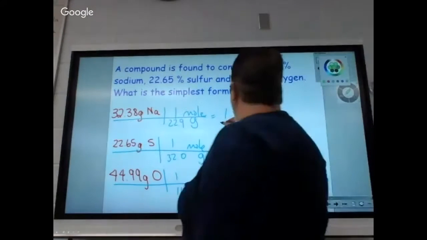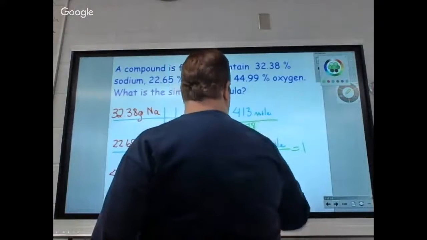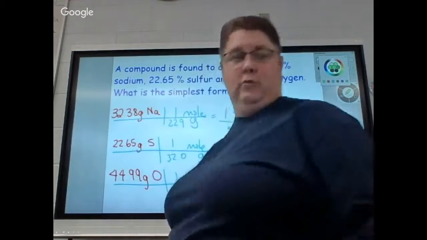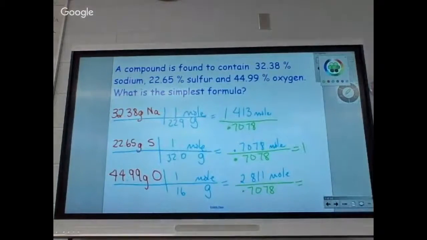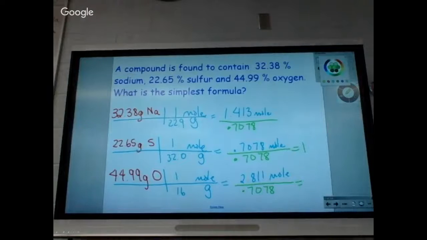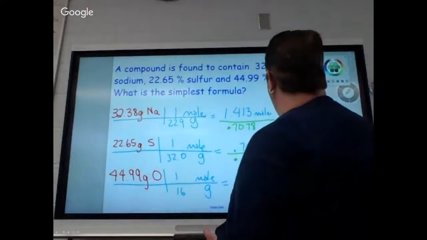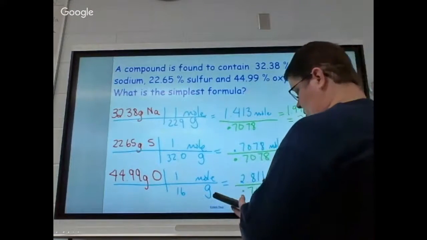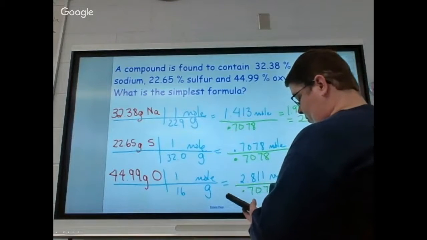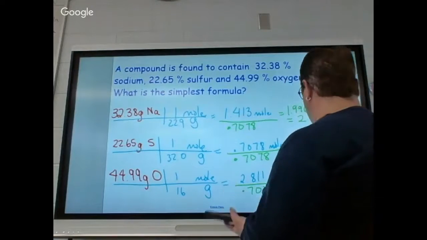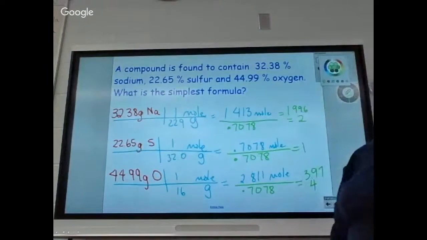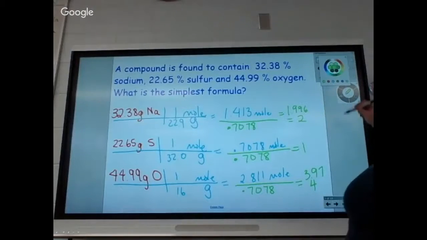So 0.7078. Where's my calculator? All right, so 1.413 divided by 0.7078, I get 1.996. What is 1.996? That's a 2. 2.811 divided by 0.7078, and I get 3.97. What's 3.97? That's a 4. Now, the last step is to do what?